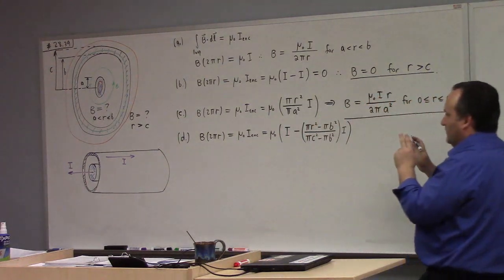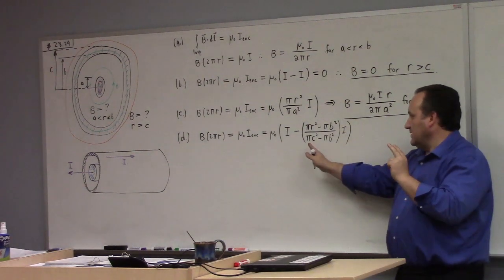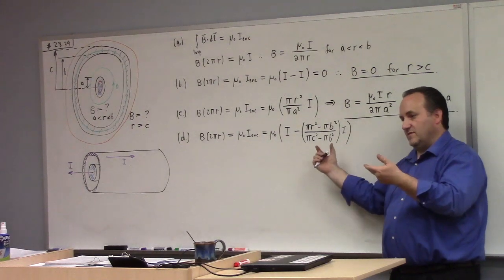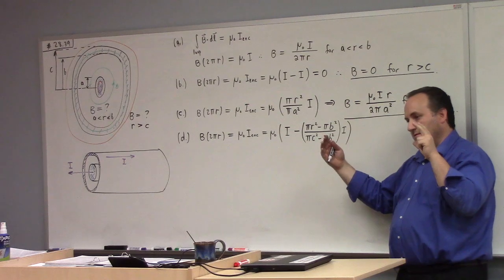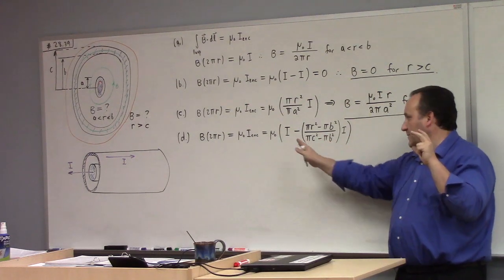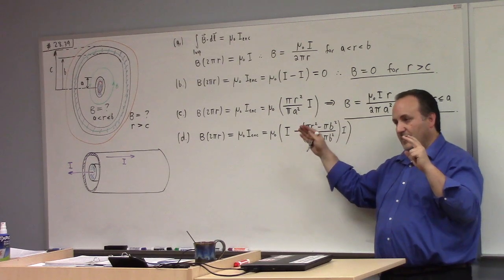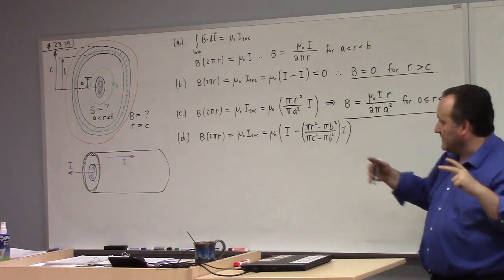So you see how this works? When we get to r equals c, this becomes 1, and I minus I is 0. Because once you get to the edge, the net current enclosed is 0. It's I when r is equal to b, and it drops to 0 as you go from b out to c.